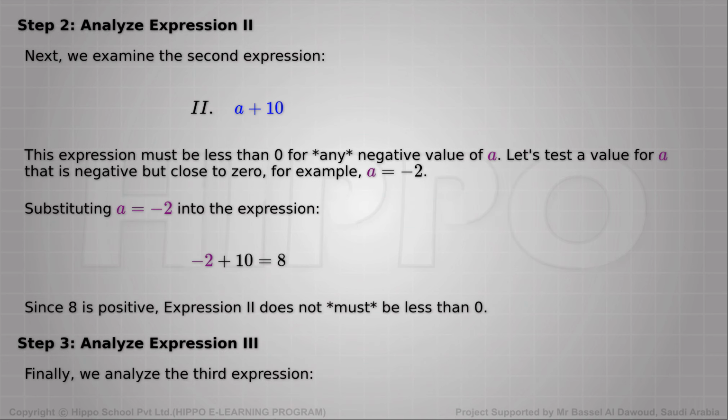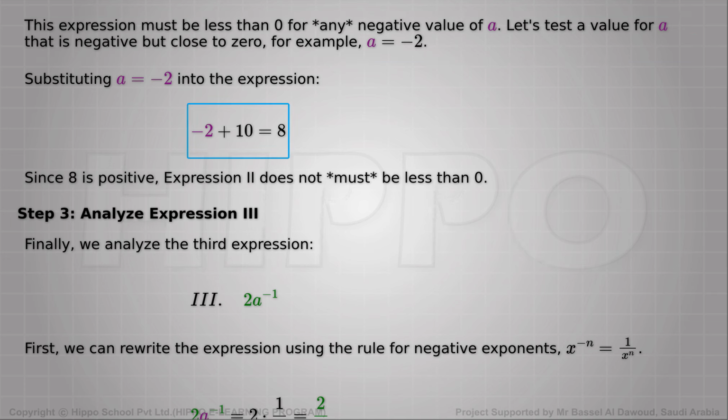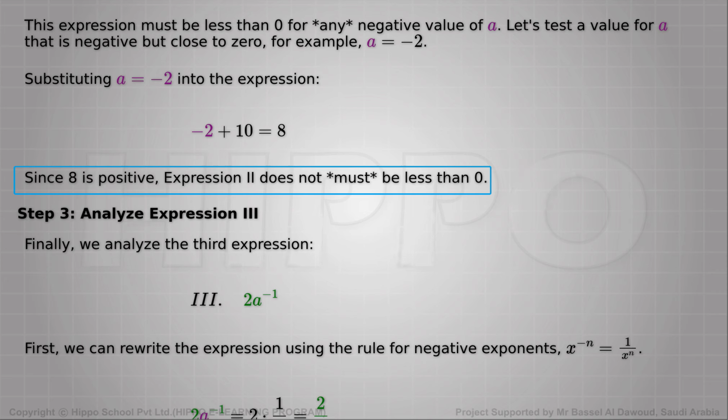All right, let's move on to expression 2, a plus 10. Remember, we need to check if this must be negative for any negative a. A good way to test a must-be statement is to look for a counterexample. Let's pick a simple negative number for a, like -2. If we substitute this into the expression, we get -2 plus 10, which equals 8. Since 8 is a positive number, we have found a case where expression 2 is not negative. Therefore, it is not always negative, and we can eliminate it.